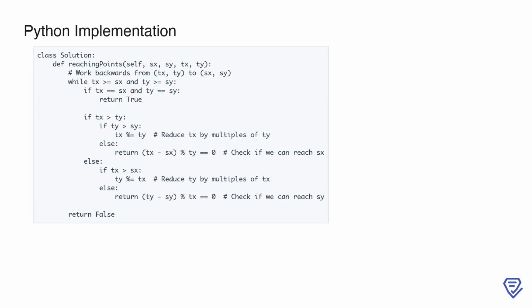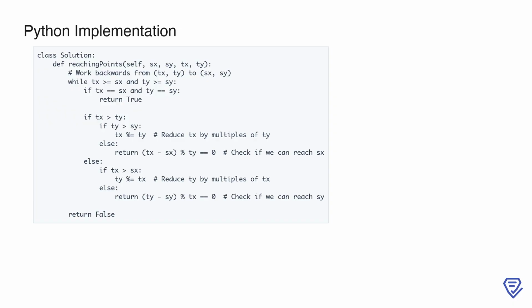The function begins by entering a while loop that continues as long as tx is greater than or equal to sx and ty is greater than or equal to sy. Inside the loop, if tx, ty matches sx, sy, the function immediately returns true because the target has been successfully reached. If tx is greater than ty, the function checks if ty is greater than sy. If so, it reduces tx using the modulus operation, tx %= ty, effectively subtracting multiples of ty from tx to bring it closer to sx.